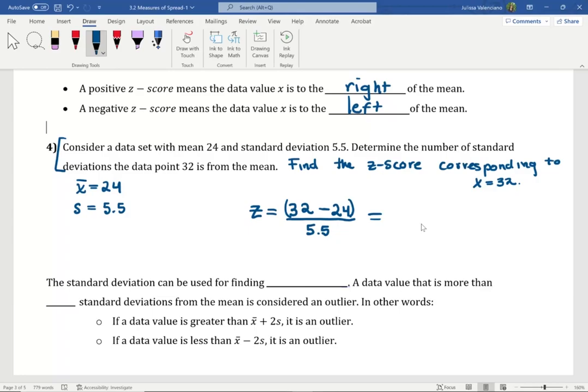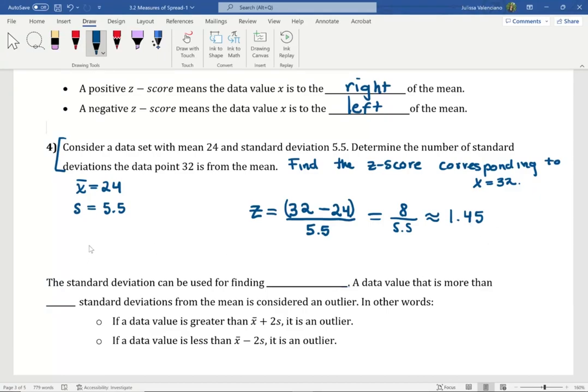So here, the last thing that we need to do is enter this on the calculator. If you're going to do it all in one line, you're going to need parentheses on the numerator because you want to subtract before you divide by 5.5. You can also do this in steps. 32 minus 24 is 8, divided by 5.5, which is equal to 1.454545 repeating. So I'm just going to go ahead and round to 2 decimal places.